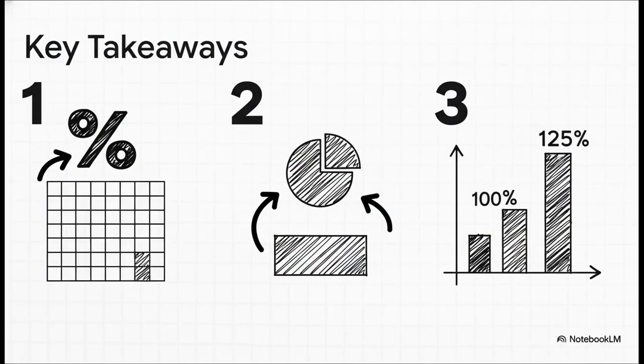Okay, so let's recap the big ideas. First, percent just means out of 100. That's the master key. Second, you can translate any percent into a fraction or a decimal to make it useful. And finally, all these rules still work even when you're dealing with numbers bigger than 100. It's all the same logic.